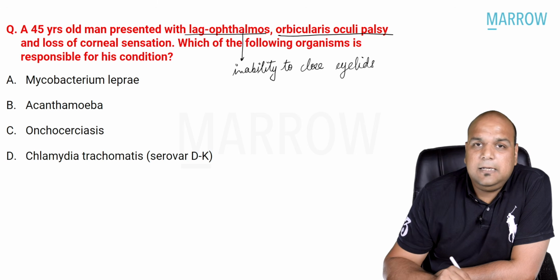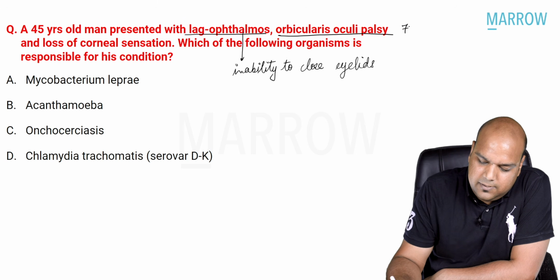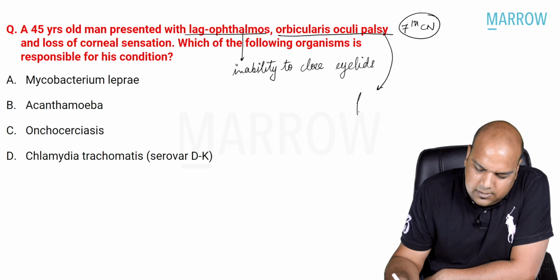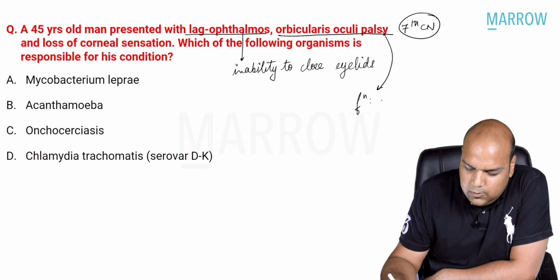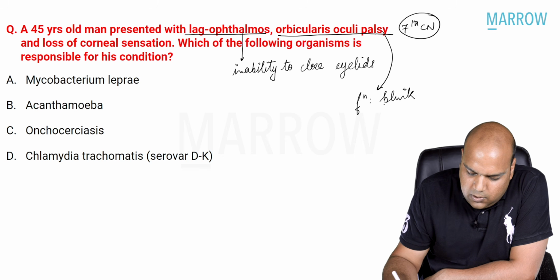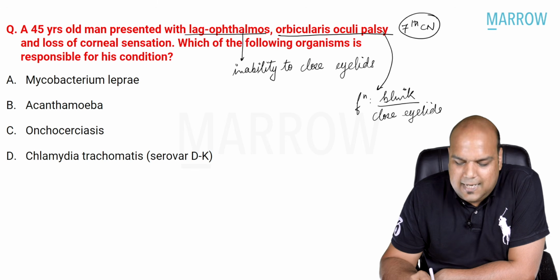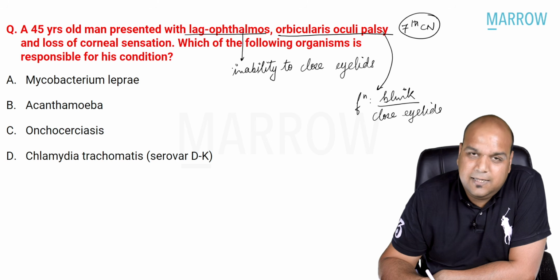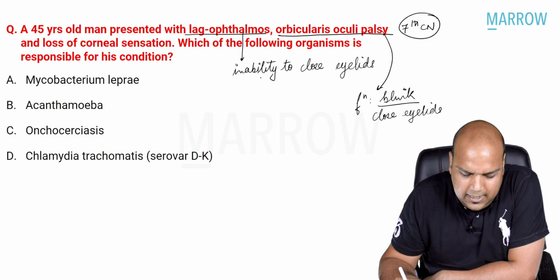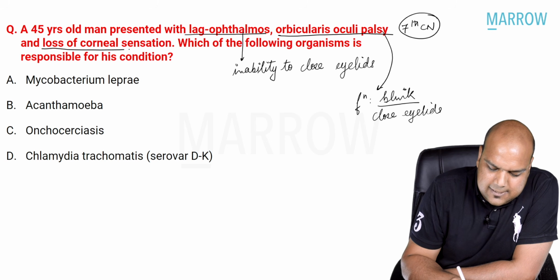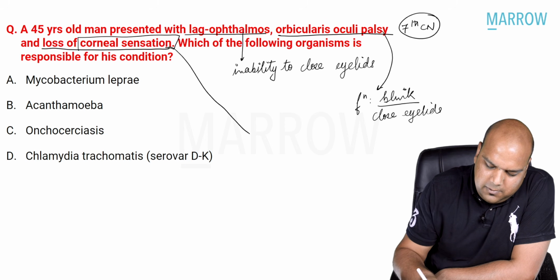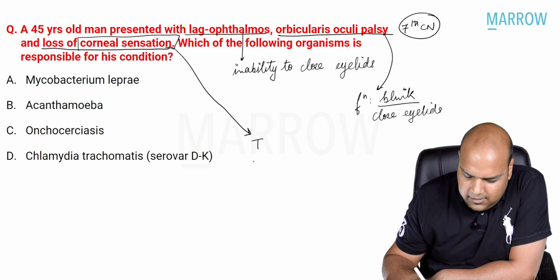Orbicularis oculi palsy. Orbicularis oculi is supplied by which nerve? 7th cranial nerve. What is the function of orbicularis oculi? To blink, or I can say to close the eyelids. So sign 1 and sign 2 tally with each other because there is orbicularis oculi palsy. That is why there is lagophthalmos, that is inability to close the eyelids, and there is loss of corneal sensation.